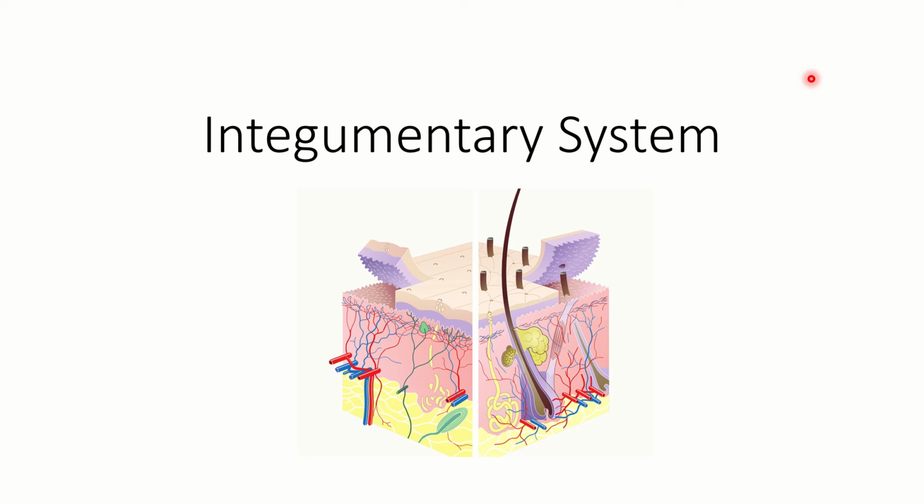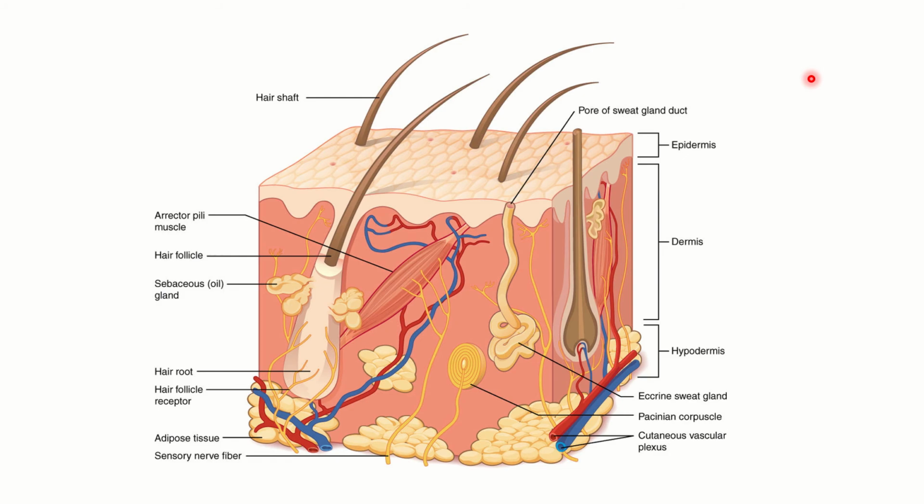In this video, I will talk about the integumentary system. So the integumentary system is the skin, and also accessory structures of the skin, which can be hair, different types of glands, and nails. You can see this image. Start with the skin. The skin has two layers.